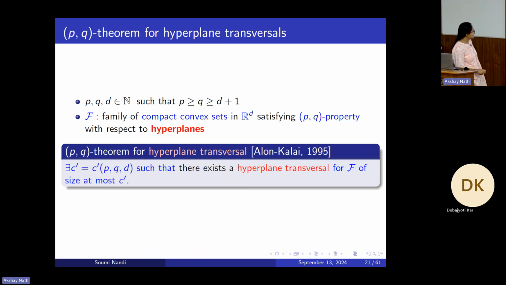So we have a (p,q) theorem for zero-dimensional transversals, that is points, and also for (d-1)-dimensional transversals, that is hyperplane transversals. So the next question is whether it is true for intermediate values of dimension. That is, is it true for k-dimensional transversals or k-flats where k lies between 0 and d minus 1?